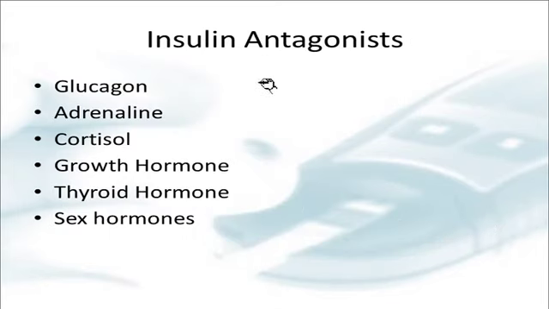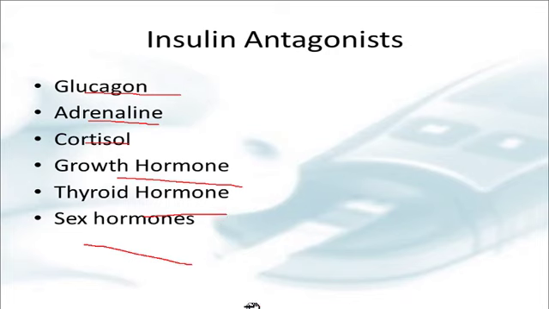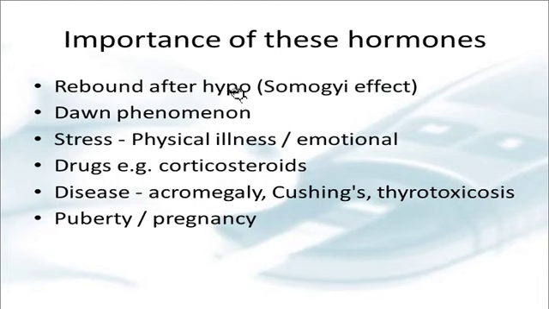Now, what are common insulin antagonists? So one is glucagon, which you know of, which we use to treat hypoglycemia. Another one is adrenaline. Another one is cortisol, growth hormone, thyroid hormone, and of course your sex hormones. Now, these are particularly important when we look at the next particular section. So, rebound after a hypoglycemic event is called the Somogyi effect.